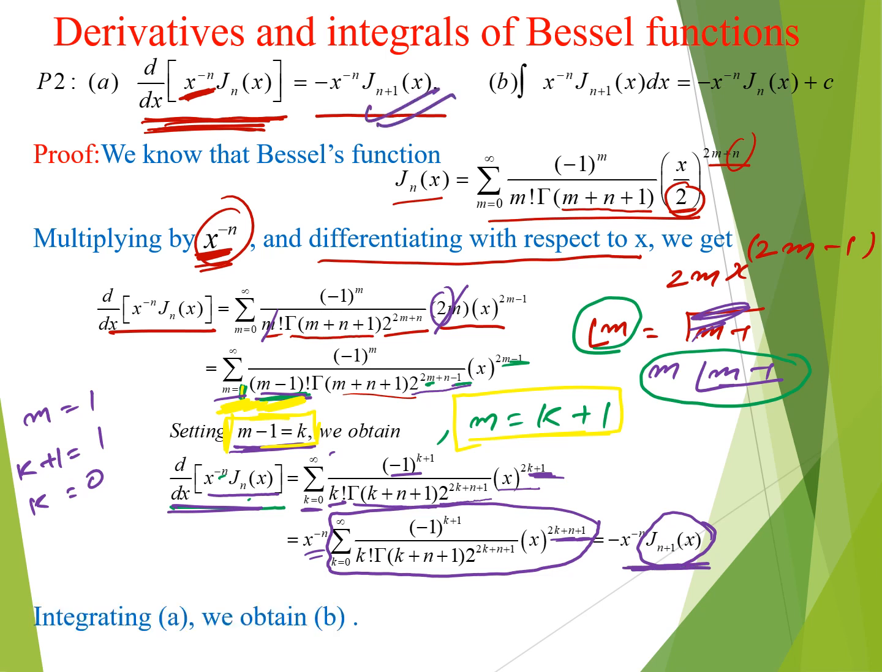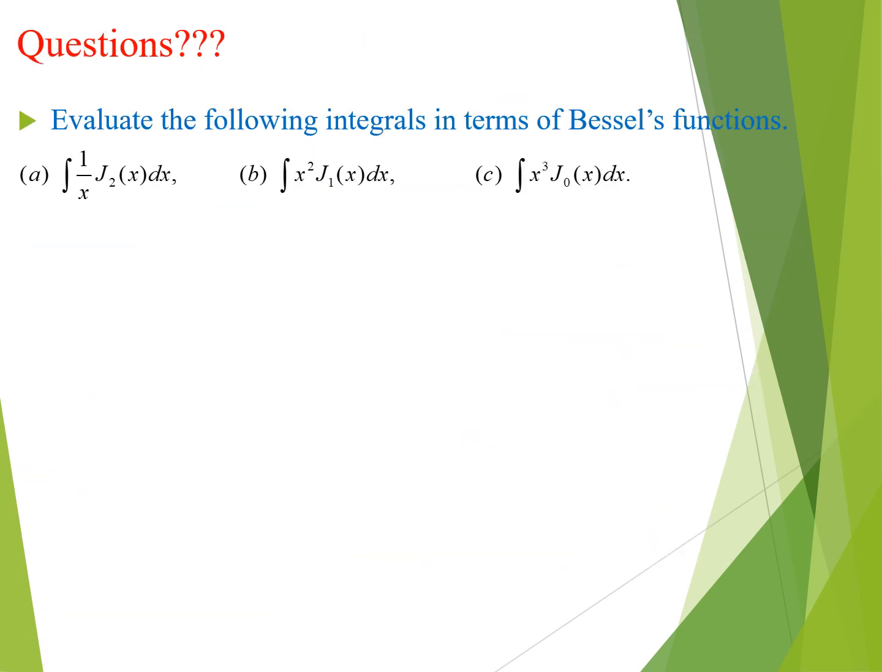Similarly, for the second, we just have to integrate part A. This part A we have to integrate with respect to x, and we will get part B. Now, a few questions related to the previous proof. First is find the integration of 1 by x J2 x, find the integration of x square J1 x, and integration of x to the power 3 J0 dx.